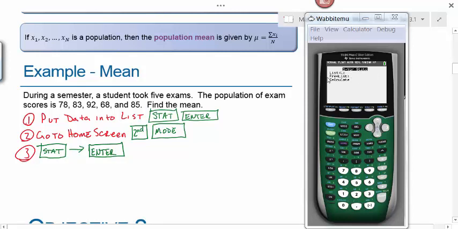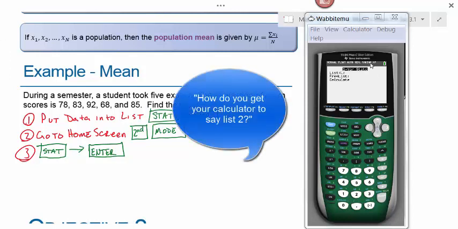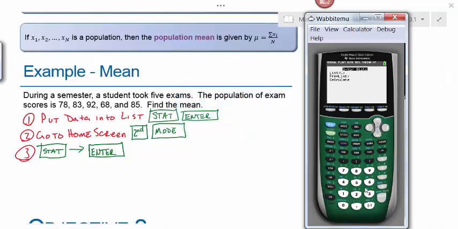If on your calculator, instead of seeing this, you just see one var stats on your home screen, then you need to hit second and a number where that number corresponds to the list you're going to use. You put your data in. You hit second and then 2, and it puts in list 2.